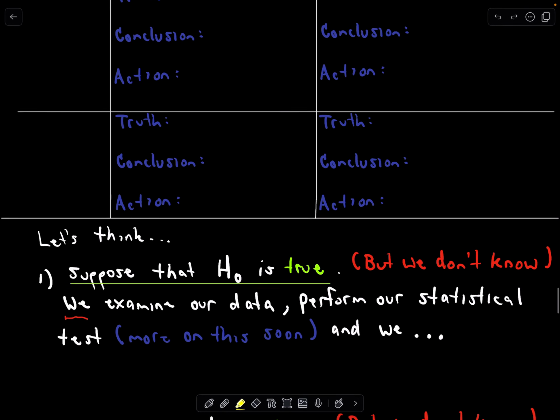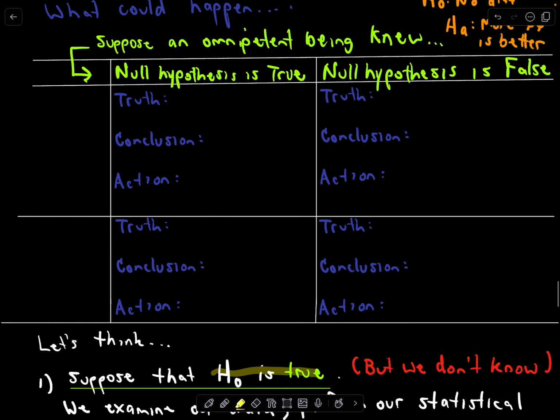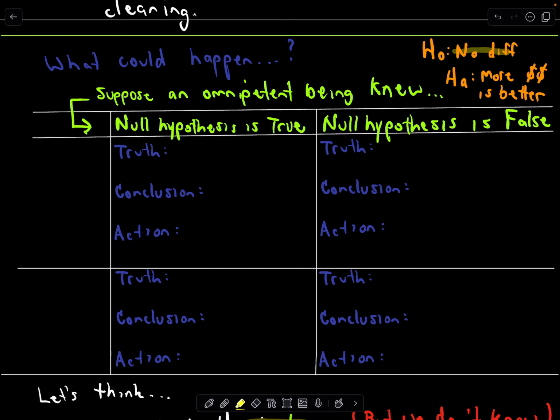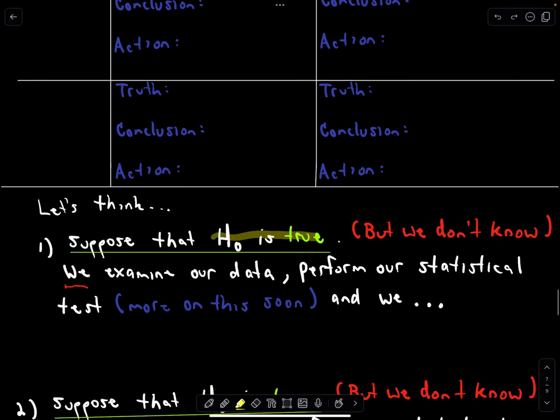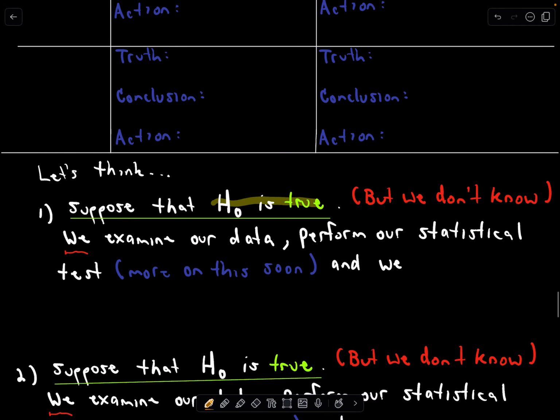So let's think about what can happen here. Let's suppose that null hypothesis is true, that there is no difference. That's what we're assuming to be true. So we go out there and we collect our data and we do our test, and what can happen? Suppose we perform our statistical test, and we come to the following conclusion. Suppose we fail to reject that null hypothesis.